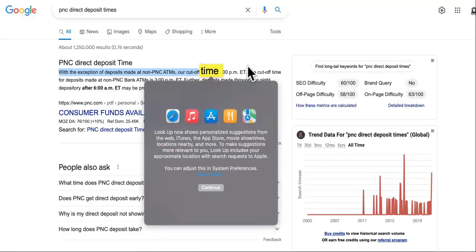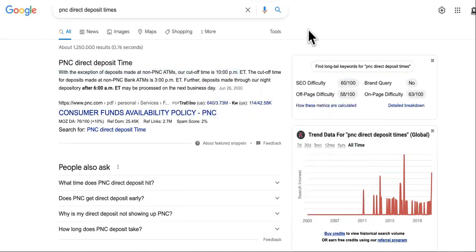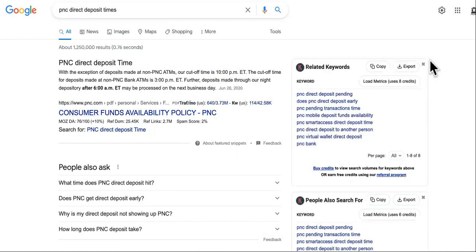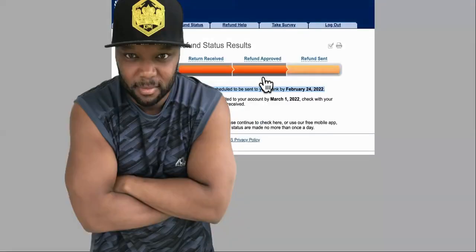Right around here. So you just Google what your bank's time is, or you call your bank, see if you have any pending transactions, see if you have any rejected transactions or denied transactions. And then that's when you can get back to the IRS, but you still should wait until at least March 1st if you are approved, okay?